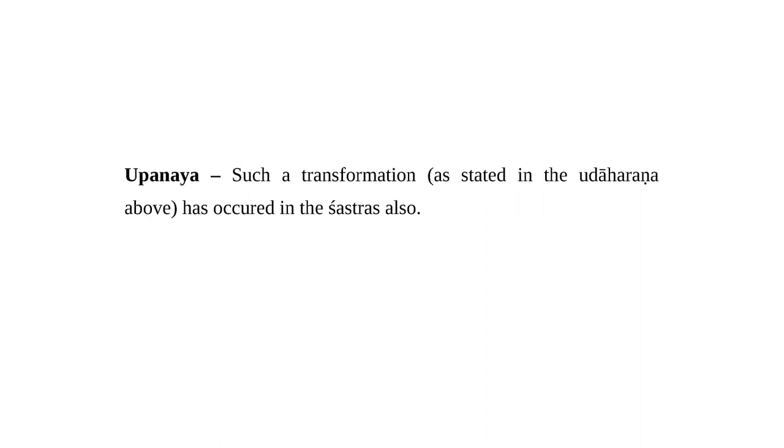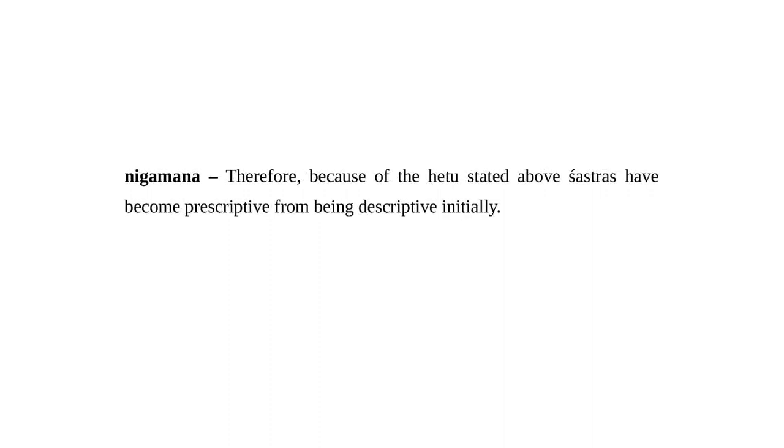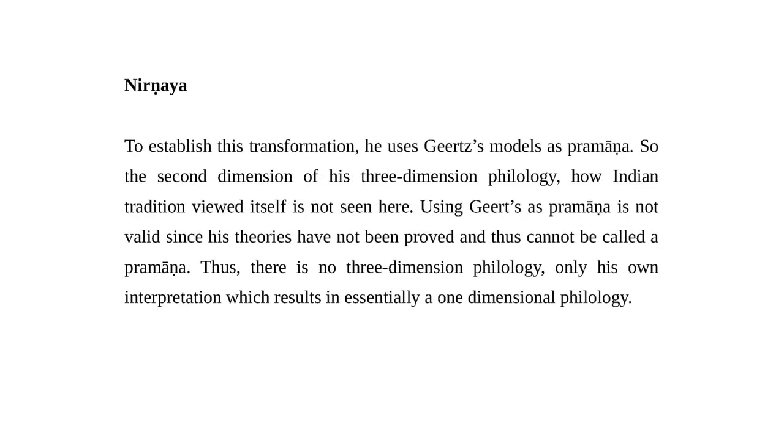And the Upanayana: such a transformation, as stated in the Udaharana above, has occurred in the Shastras also. So from Udaharana you go to Upanayana, you're applying it. And the Nigamana is: therefore, because of the Hetu stated above, Shastras have become prescriptive from being descriptive. He's concluding. It's a conclusion. And the Nirnaya is, to establish this transformation, he uses Geertz's models as pramana. So the second dimension of his three-dimensional philology, how the Indian tradition viewed itself, is not seen here.